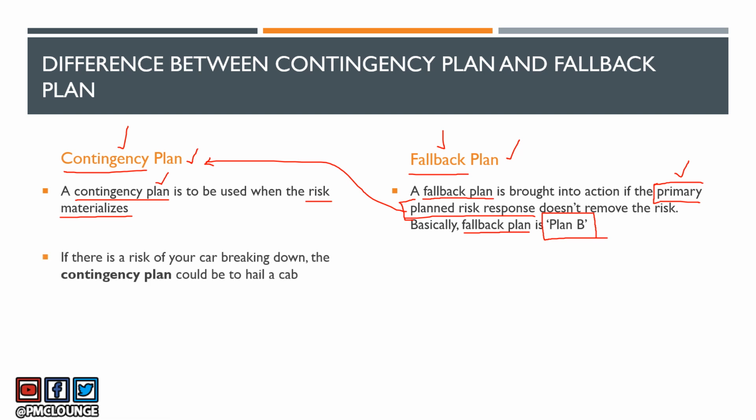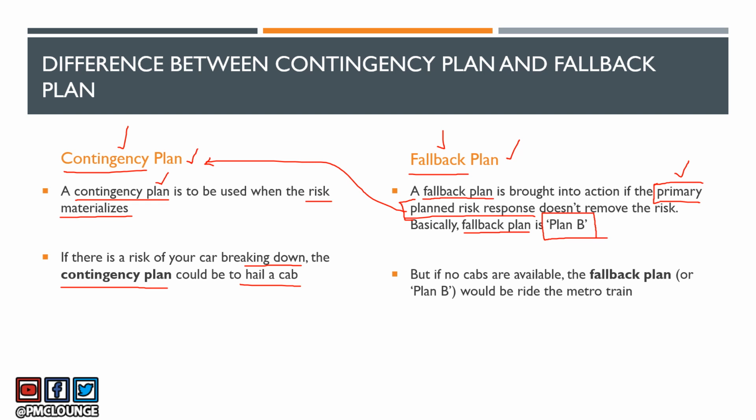So here's an example. If there is a risk of your car breaking down, the contingency plan could be to hail a cab. So you're going somewhere, you're driving your car, and you know that there is a risk that the car might break down. Maybe you haven't visited the service center for a long time, or whatever the case is. But there is a risk that your car could break down. So the contingency plan that you have created for such a risk is to hail a cab, right?